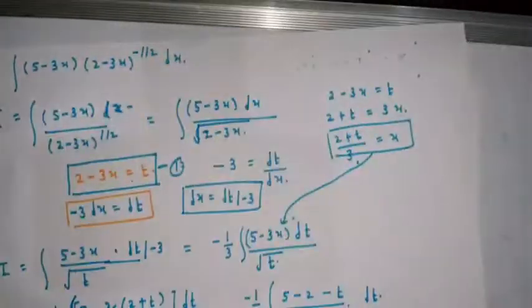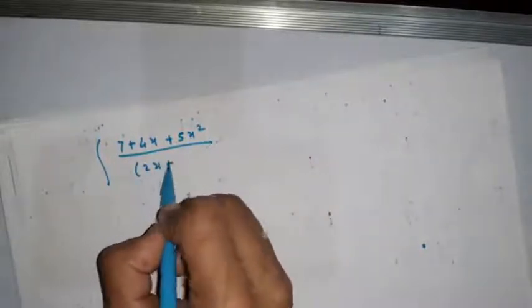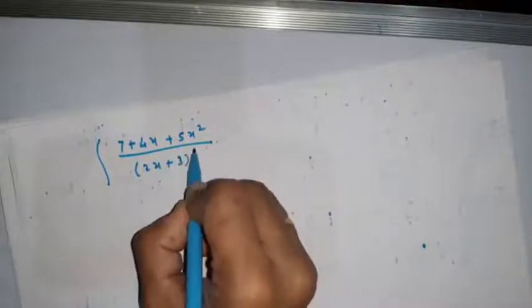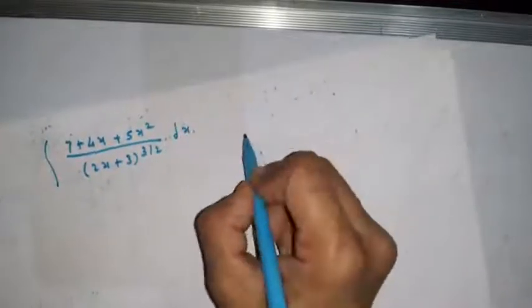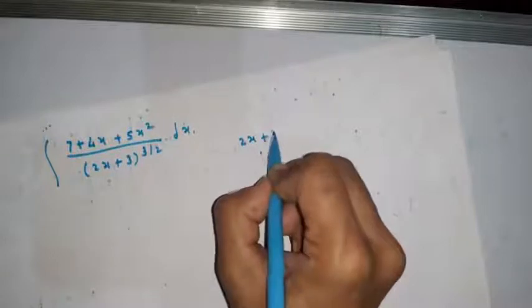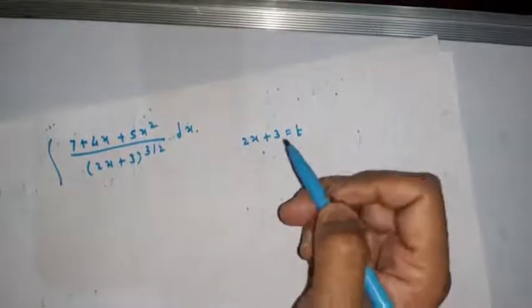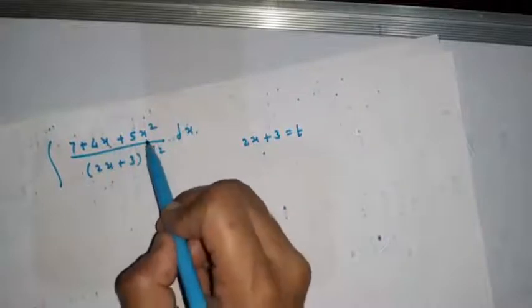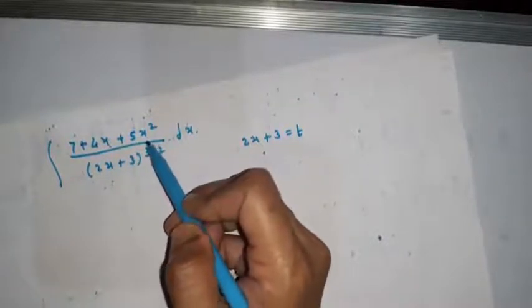The next problem for homework is integrate 7 plus 4x plus 5x square upon 2x plus 3 raised to 3 by 2 with respect to x. Okay students, in this problem also substitute 2x plus 3 equal to t, and according to the substitution put the value of x here and here. You can solve the problem easily.